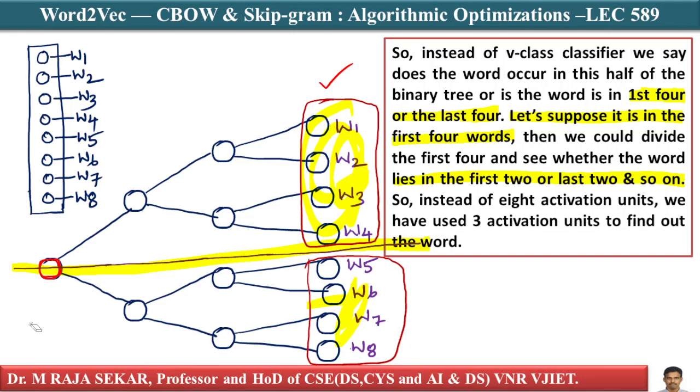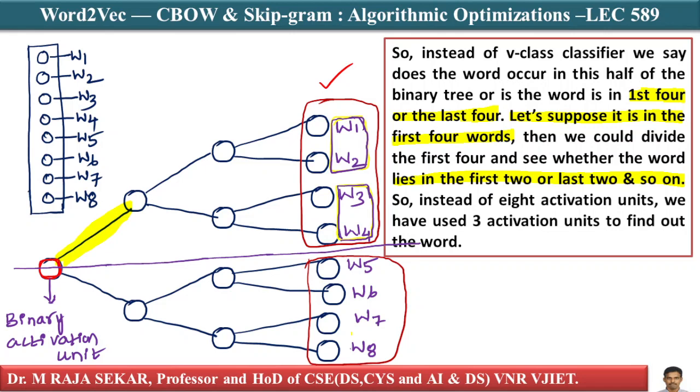Let me assume this particular activation unit says the probability of my output belonging to the first 4 words is high as compared to the second 4 words. Then I come here, where will you go? Certainly you will go like this. You will be here. Now you will come here. When I come here, I will break this subtree into 2 parts.